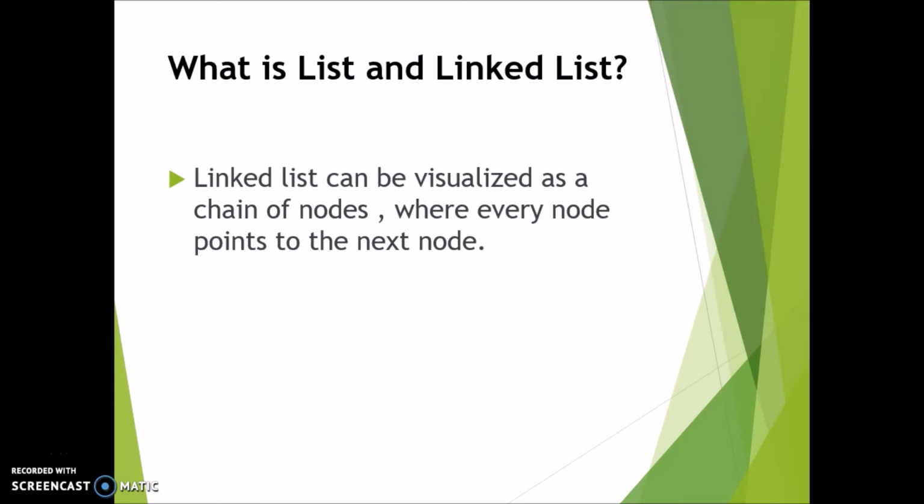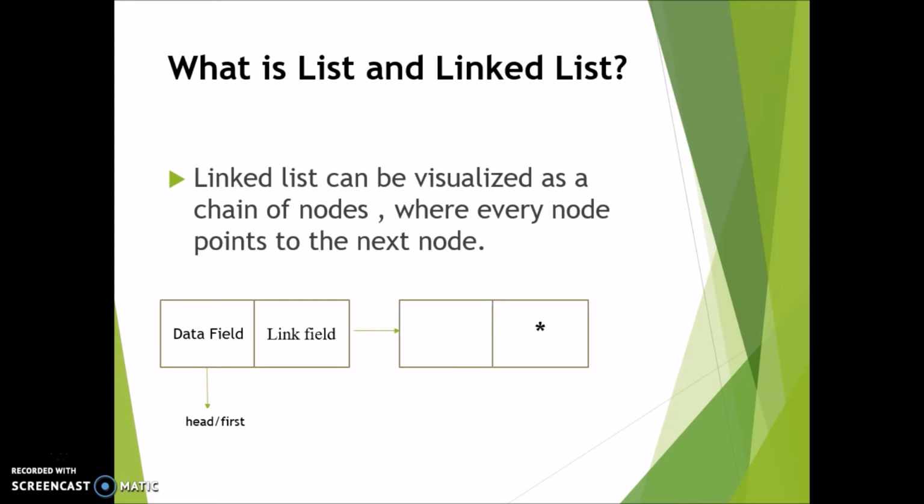A linked list can be visualized as a chain of nodes where every node points to the next node. A linked list contains a first element called the head, which always points to the first node of the list. Each link carries a data field that stores the data of the node, and a link field called next, which is used to connect to the next node. The last link always carries a link called null to mark the end of the list.